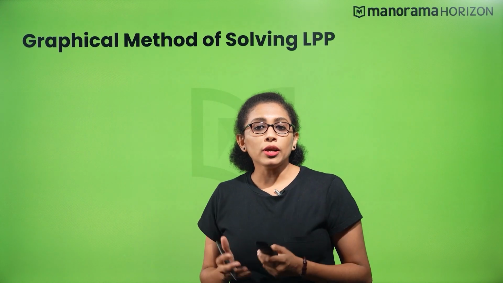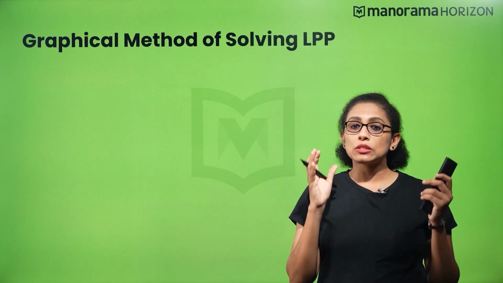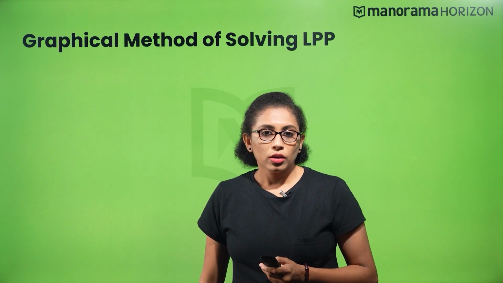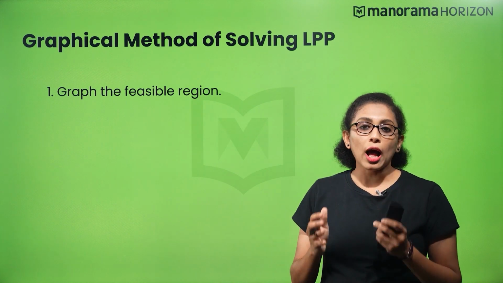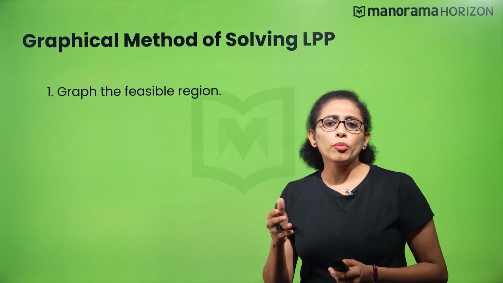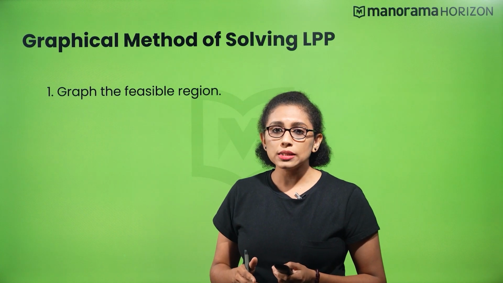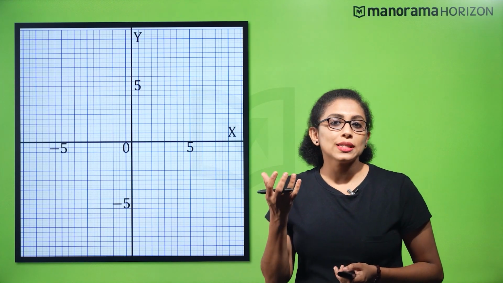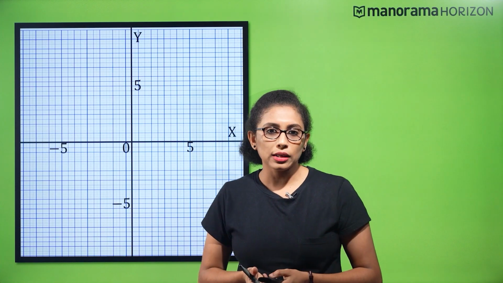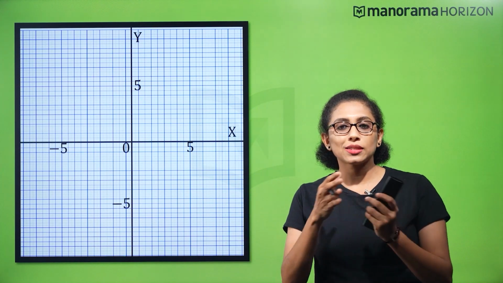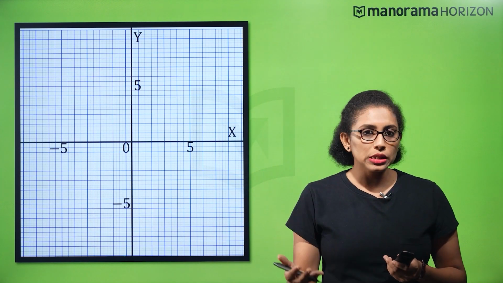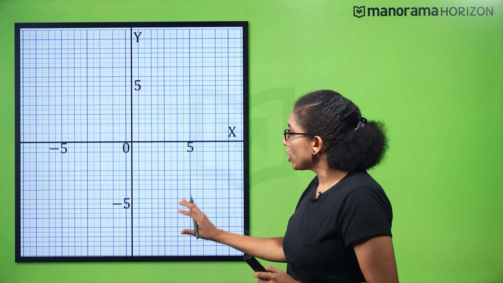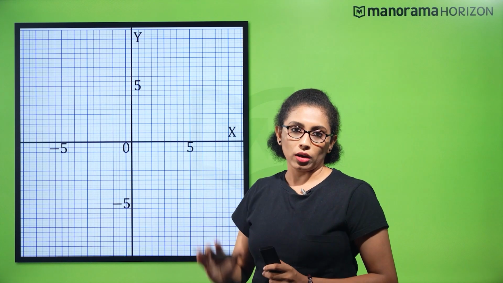Now the graphical method is used for solving linear programming problems in two unknowns. The first step is to graph the feasible region. Now the obvious question is, what is the feasible region? You have a few constraints with you in the form of inequalities, say x greater than or equal to 0, y greater than or equal to 0, and so on. Each inequality defines some region in the xy plane.